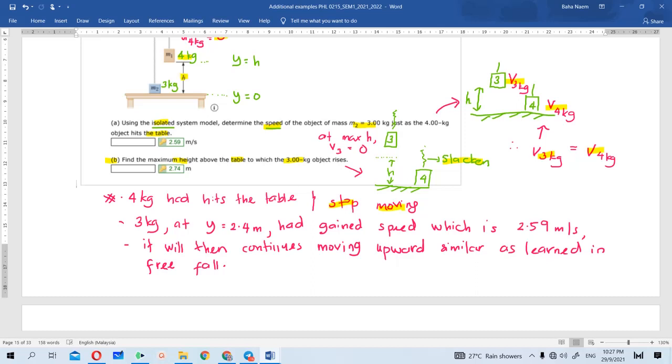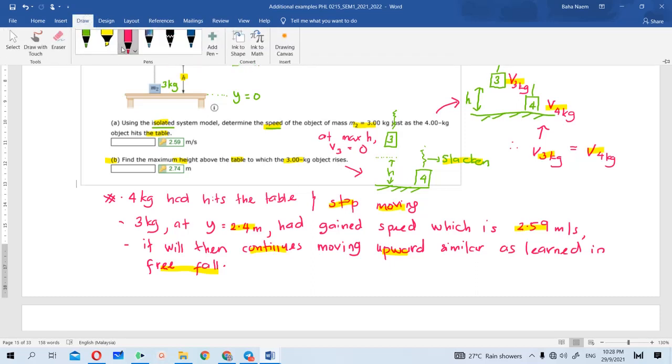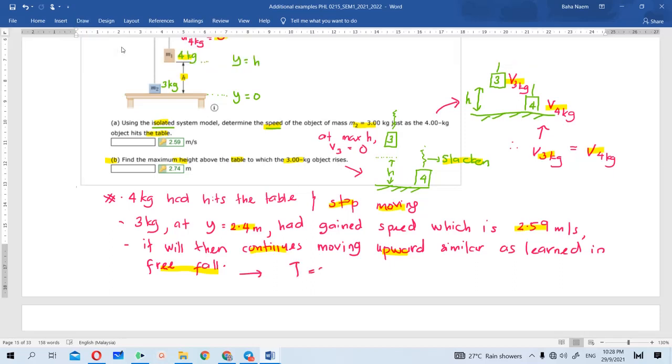h just now, this is h, okay, it had gained a speed of 2.59 meter per second, the answer that you have calculated earlier. Okay, with this amount of speed, it then continues moving upward, similar to the concept of free fall. Again, ask yourself, why is there no effect of tension? Because the 4 kilogram object already hit the table surface, and therefore the tension in this case actually turns out to be 0.